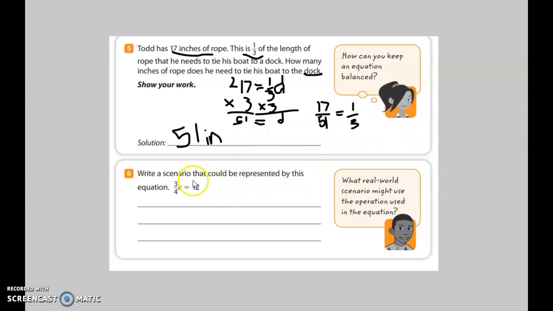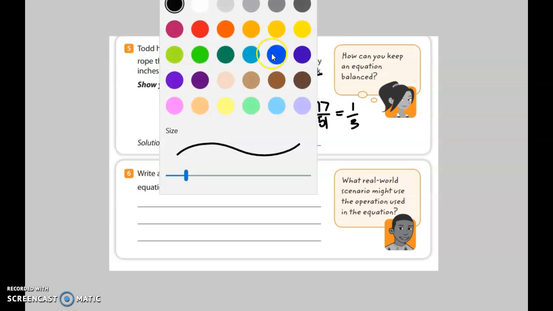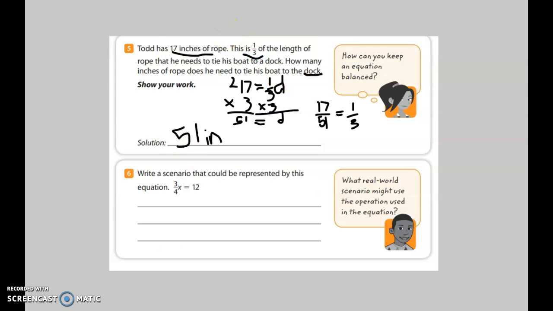Alright. Number 6, let me go ahead and change out my pen color here so it's easy to know which one's for which. Write a scenario that could be represented by this equation, 3/4 x equals 12. Well, you can use the exact same problem that's up here because this is the same type of problem. But that would be kind of boring, so let's just say Xavier, since I used x. That's like the best x name I can think of right now.